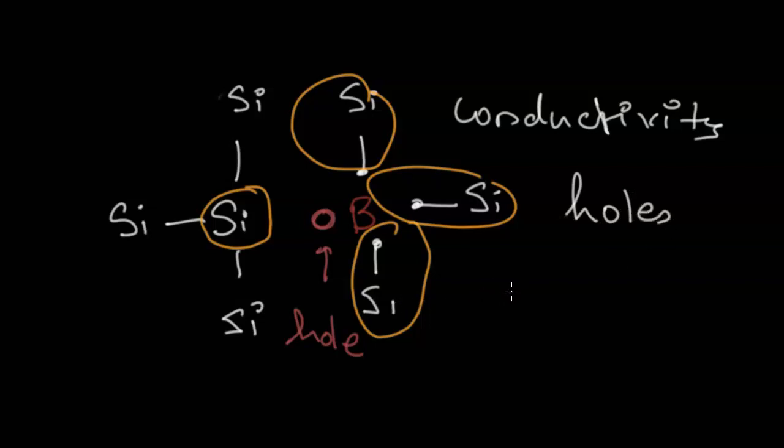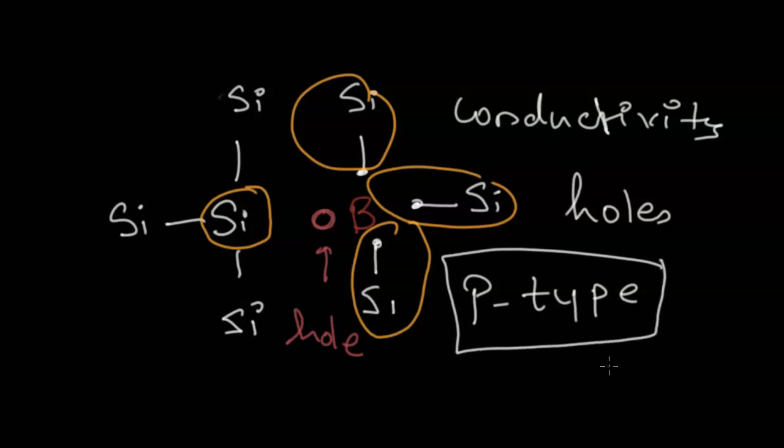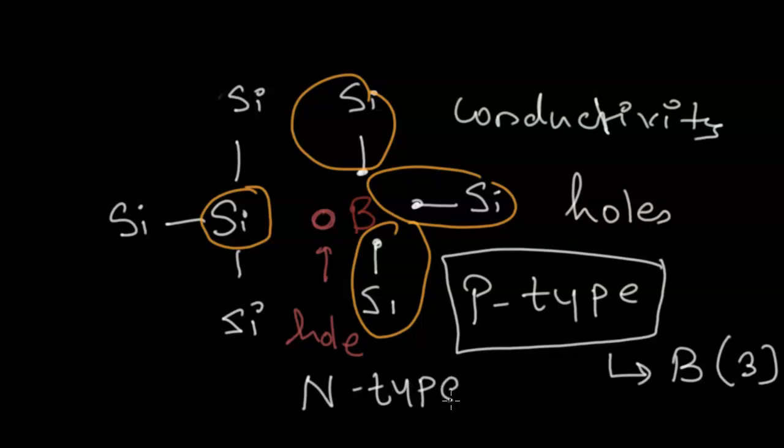Such a semiconductor which is doped with an element belonging to group 3 of the periodic table is called a p-type semiconductor. So we have a p-type semiconductor which has elements like boron, a trivalent element, and an n-type semiconductor which has phosphorus, arsenic, which belong to group 5 of the periodic table. Let us understand a bit more about the energy levels with the help of the band theory.